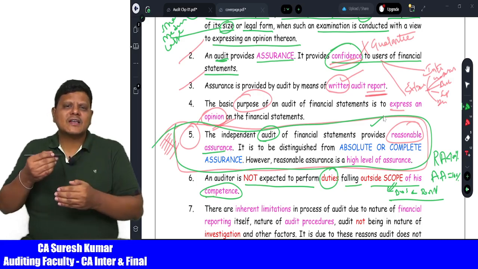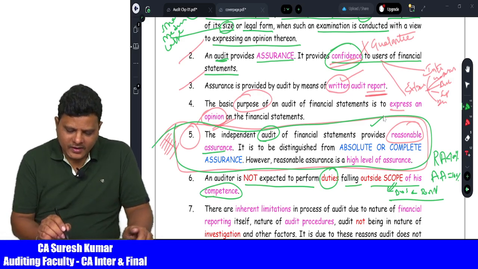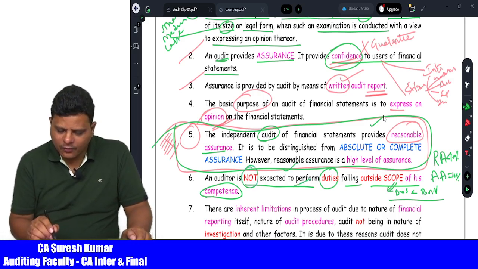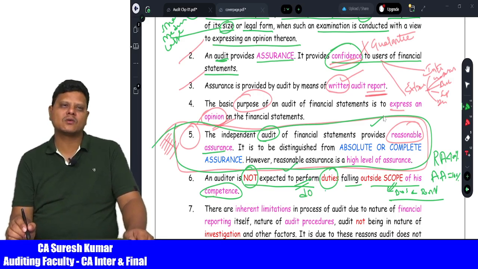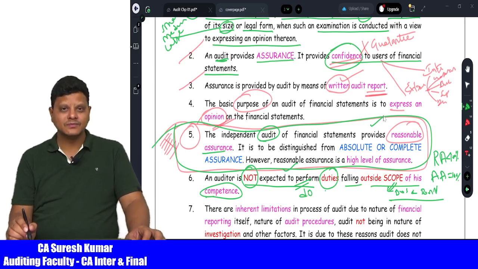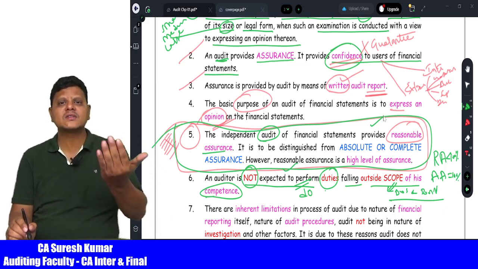So you should not expect the auditor to go beyond that. That's the meaning of it. He is not expected to perform, he should not be expected to do duties which are falling outside the scope. That means you should not treat the auditor as an investigator.